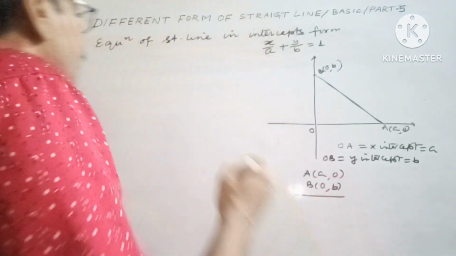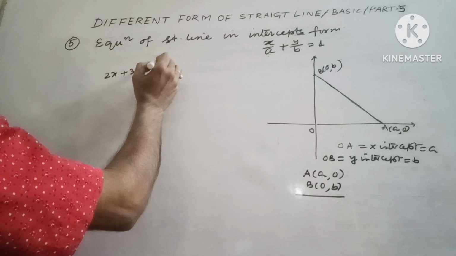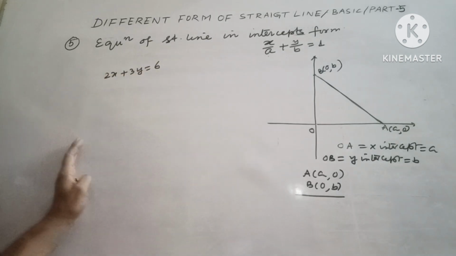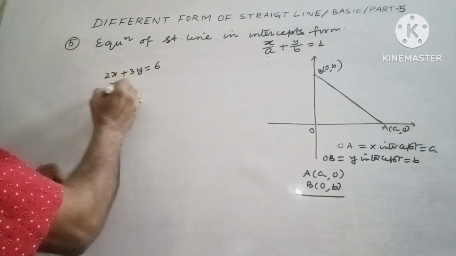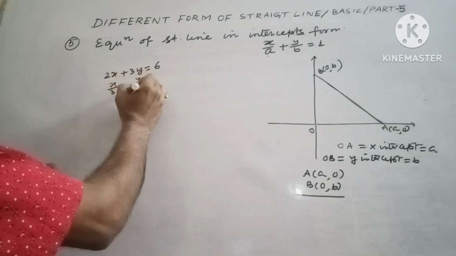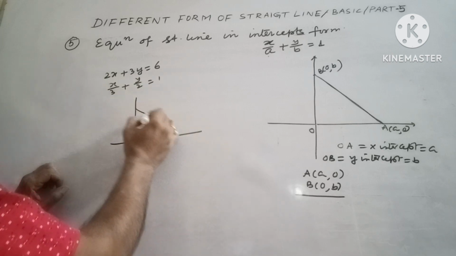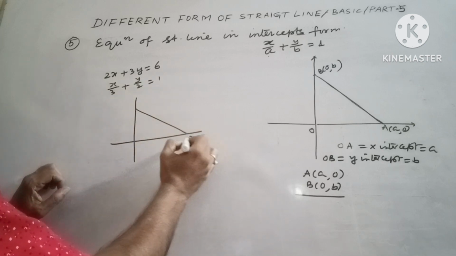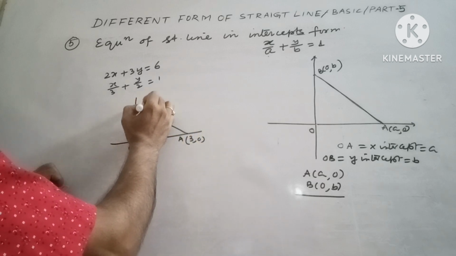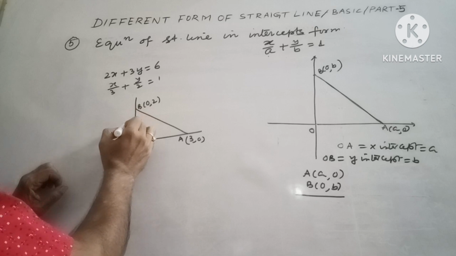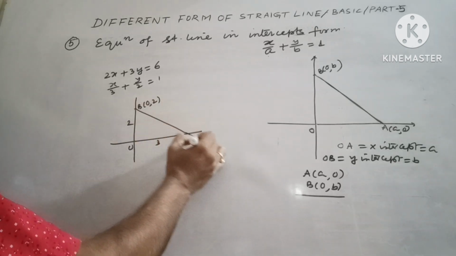So look, suppose 2x plus 3y equals 6. If we put it in intercept form, we get x by 3 plus y by 2 equals 1. So look, it cuts the x-axis at (3, 0). This is the x-intercept, 3. It cuts the y-axis at (0, 2). OB is the y-intercept. This is 2. So this is the equation of line AB.